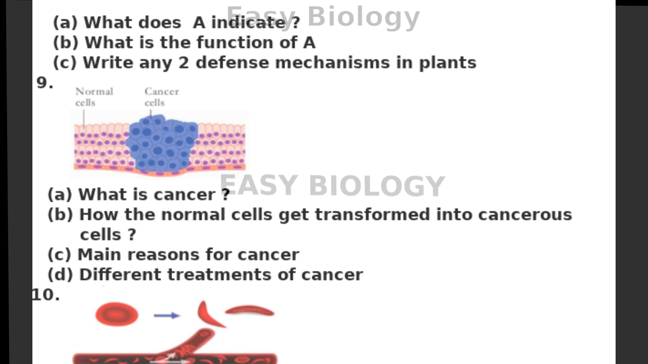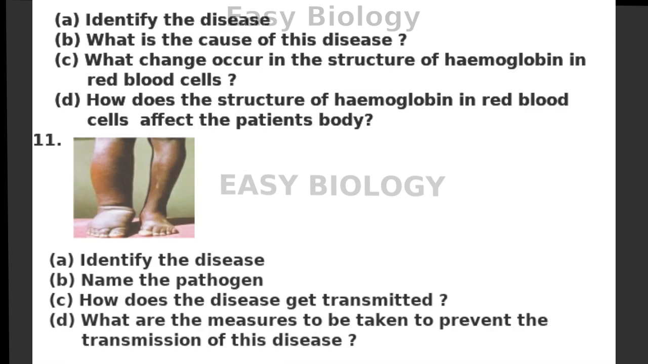9D. Different treatments of cancer. Answer: surgery, chemotherapy, radiation therapy. Question number 10. A. Identify the disease. Answer: sickle cell anemia. Question 10B. What is the cause of this disease?